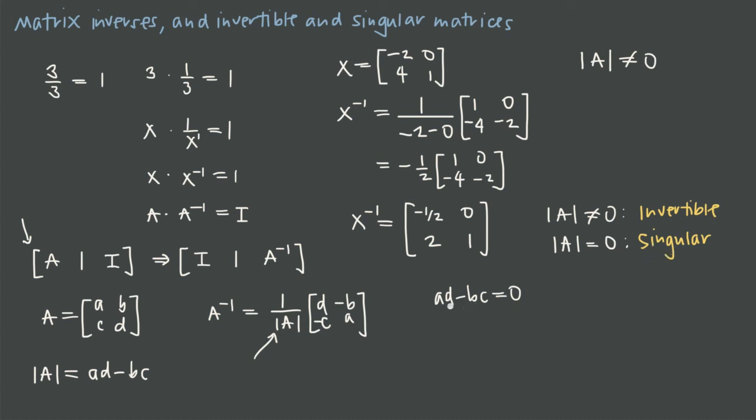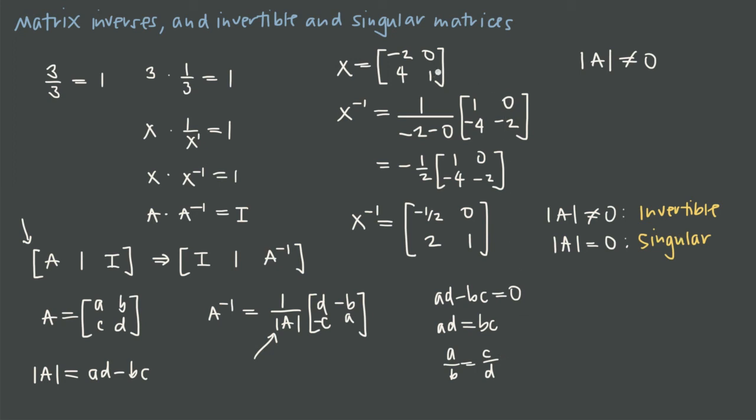Of course, I could also rewrite this equation and say if AD is equal to BC, by adding BC to both sides, I know I have a singular matrix. I could also divide both sides by B and divide both sides by D, and I could rewrite this as A over B equals C over D. If this equation is true, I know the matrix is singular.